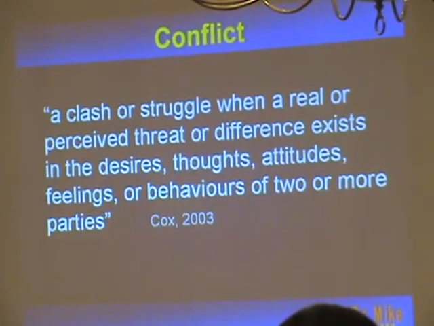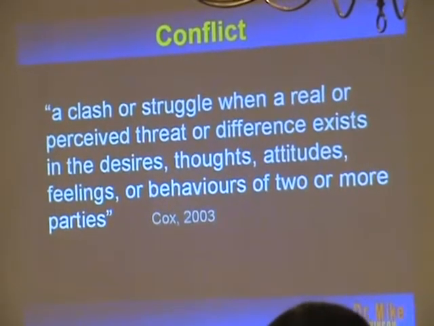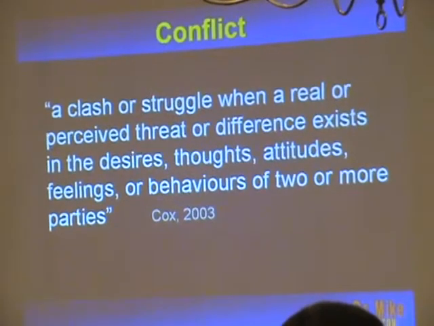Clash or struggle when a real or perceived threat or difference exists in the desires, thoughts, attitudes, feelings, or behaviors of two or more parties. I read it fast like that because this is sort of how we define conformity and pressure and compliance in social psychology. And the way it's written, it basically says, anytime two different people have differences on almost anything imaginable, you got conflict. And that's pretty well what Cox is telling you here.